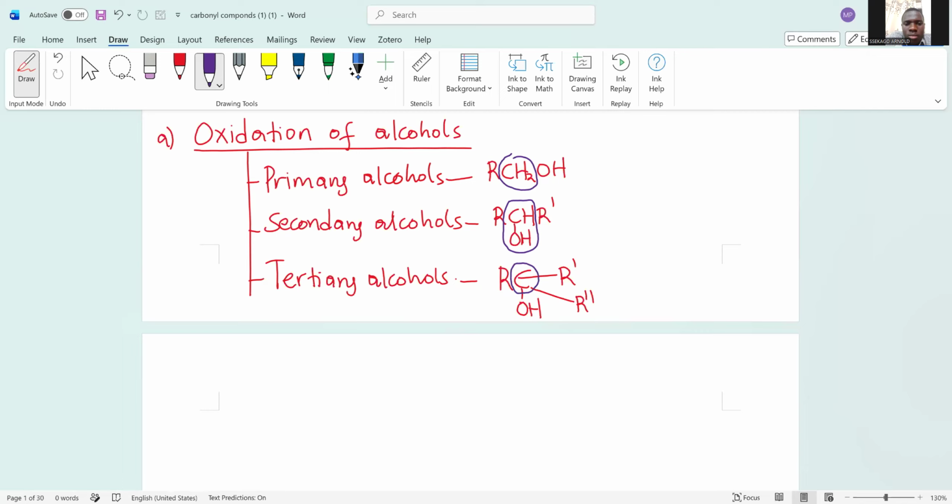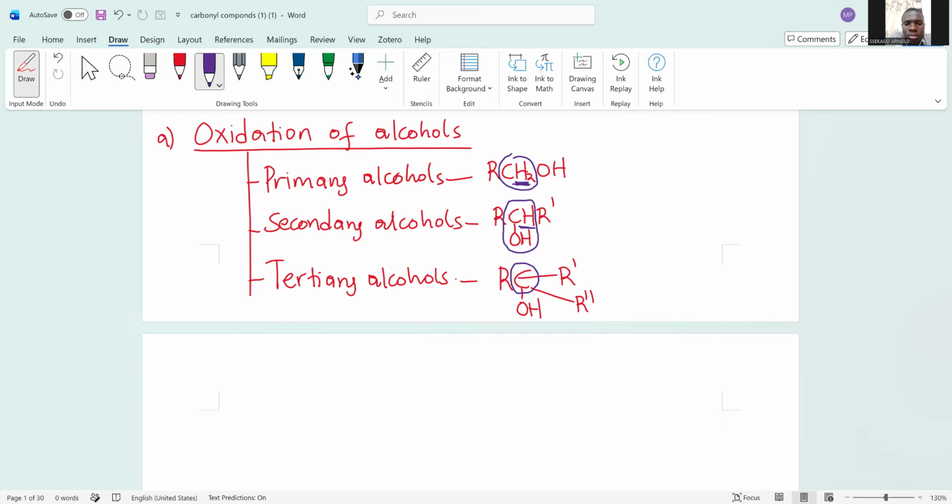In simple terms, for primary alcohols, the C that is carrying OH has two hydrogens. Then for secondary alcohols, the C that is carrying OH has one hydrogen. For tertiary alcohols, the C that is carrying OH has no hydrogen.